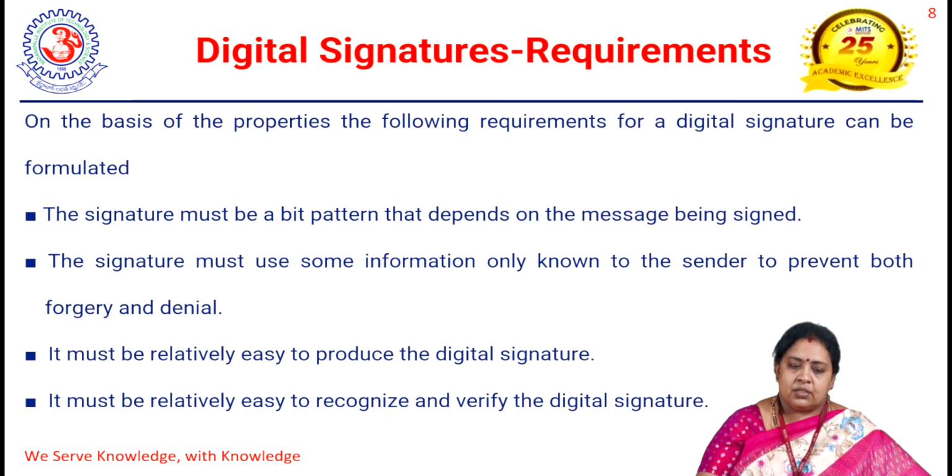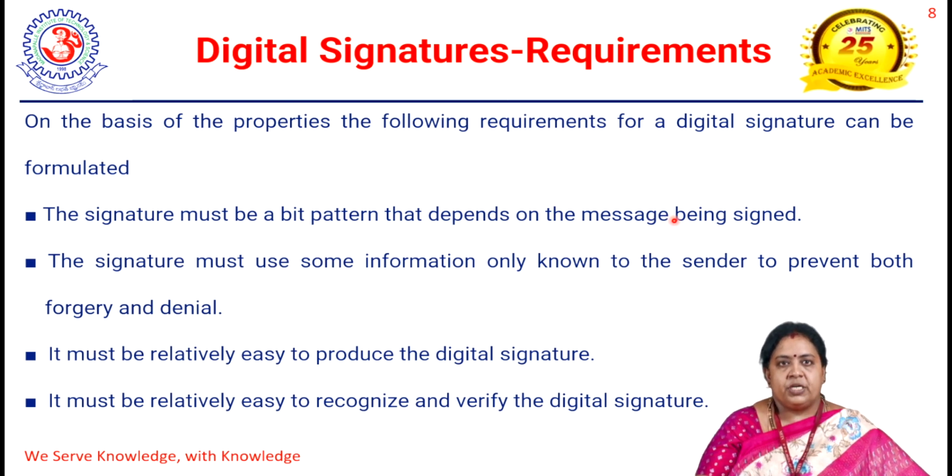So these are the properties. These properties can be fulfilled by following the requirements. So what are the requirements here? The signature must be a bit pattern that depends on the message being signed. So the signature has to be derived from the message only, and it should be in the form of a bit pattern. That is the first requirement for digital signature.